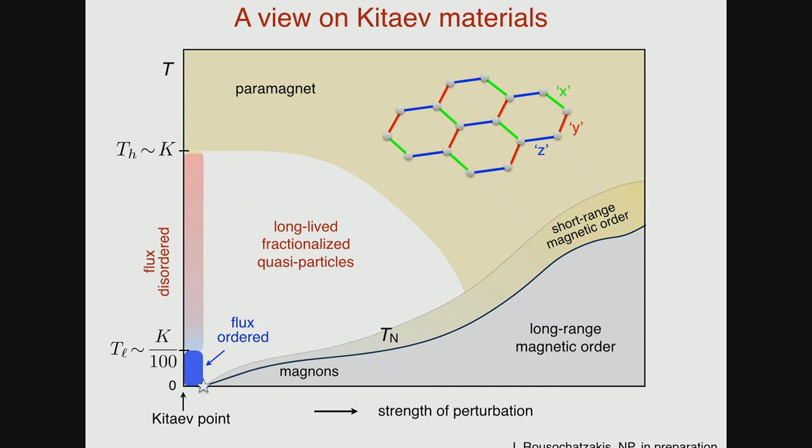The excitation in the long-range order will be conventional magnons, so sharp quasi-particles. And what we will see is some sort of Néel temperature which will grow with the strength of perturbation. Basically we have two energy scales: one is the Néel temperature, another is the energy of the magnons. Only above these temperatures and energy scale should we look for fractionalized features.